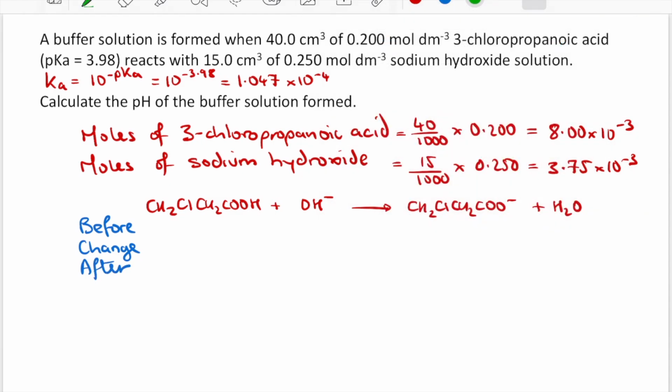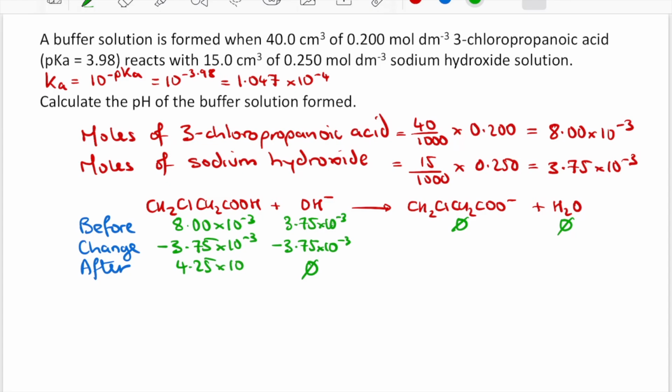We've already worked out the before because that's how we started the question. So of the weak acid, we have 8.00 times 10 to the minus 3. The hydroxide ions, we have 3.75 times 10 to the minus 3. We haven't reacted any of the weak acid yet, so we make the assumption that the salt is 0. And then as the hydroxide is the limiting reagent and we have a 1-to-1 ratio, all of the hydroxide is going to get used up, so that ends up being 0. We take away that number of moles from the weak acid, and we make that number of moles of the salt. So the same as the previous question.